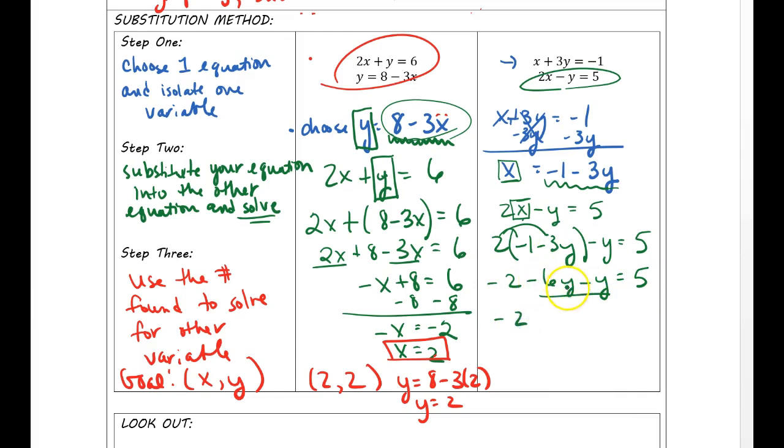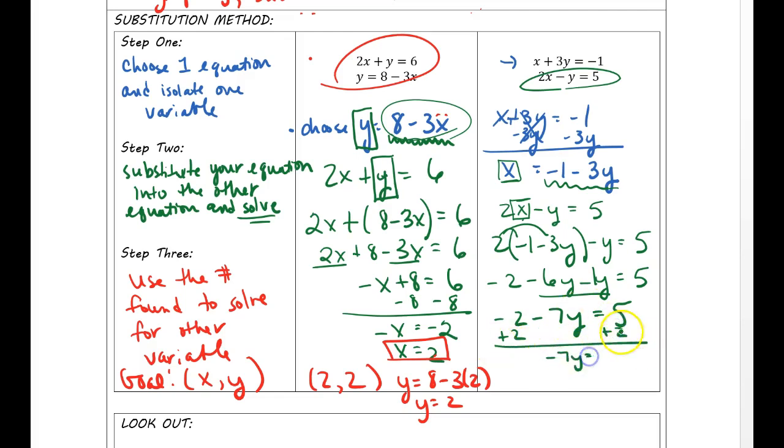So what is negative 6y minus 1y? That would be a minus 7y, I believe. Just be careful with all those negatives. There's a lot going on here with negatives. Now I'm trying to solve for y, so I need to move the 2 to the other side.